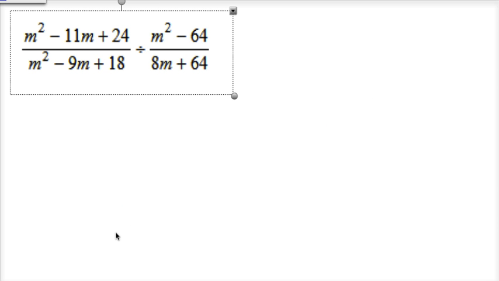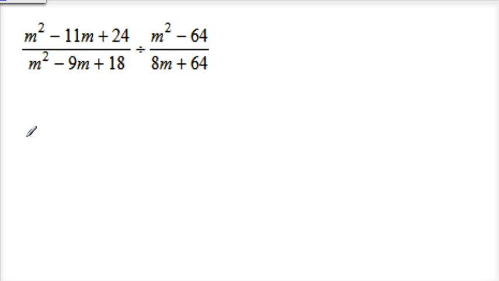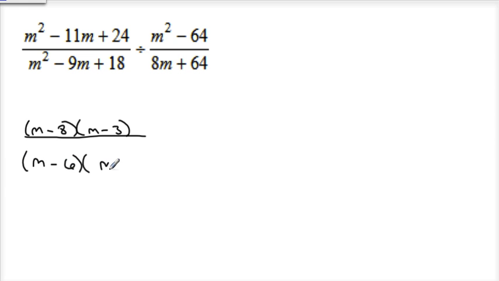Alright, so m squared minus 11m plus 24. I want to factor these. My first one here, I'm going to do this all simultaneously. So what can I factor m squared minus 11m plus 24 into? Minus 8 and minus 3. Yeah, perfect. M minus 8, m minus 3. Excellent. My denominator, what can I factor my denominator into? And minus 6. Excellent. M minus 6, and beautiful.